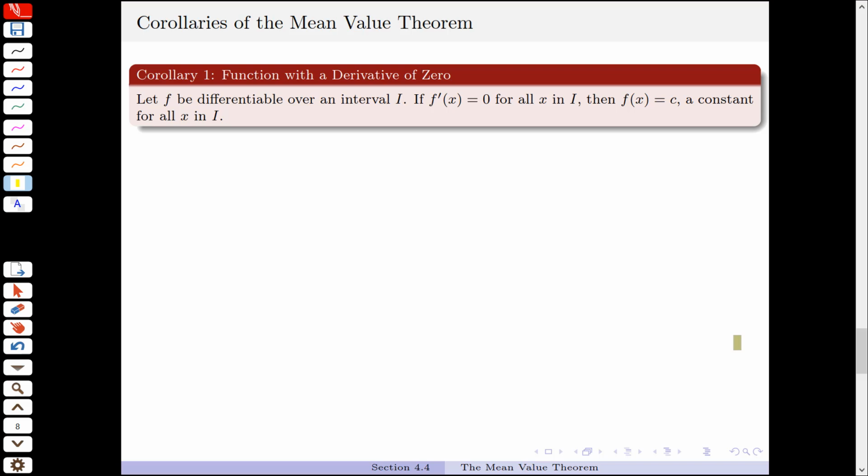So our first corollary: let f be differentiable over an interval I. If f prime of x equals 0 for all x in I, then f of x equals c, a constant, for all x in I. So what this is saying is that if the derivative is 0 everywhere, then the function is constant, or at least on the domain that we're talking about. So first, what I want to do is show that this meets the criterion to be able to apply the mean value theorem, right? Let's just do a quick proof.